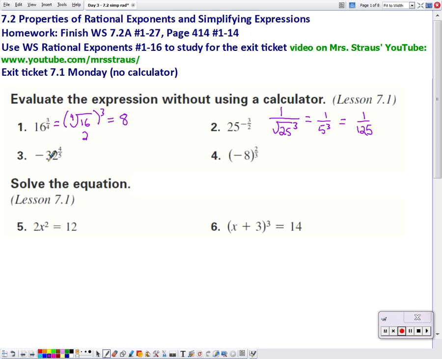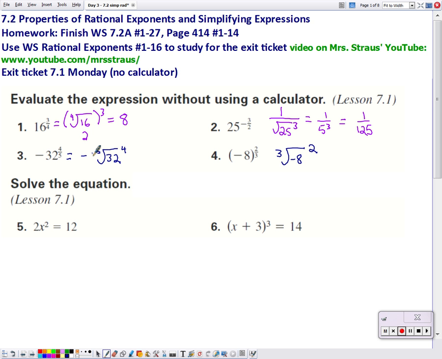Okay. Number 3. I want you to notice that number 3 and number 4 look different. That's because they are different. Number 3 does not have parentheses around the number with the negative sign, but number 4 does. Watch how I rewrite each one. Number 3 gets rewritten as negative the 5th root of 32 to the 4th. But number 4 gets rewritten as the 3rd root of negative 8 squared. Do you see the difference here? The negative is outside the root and the power, and here the negative is inside the root and the power.